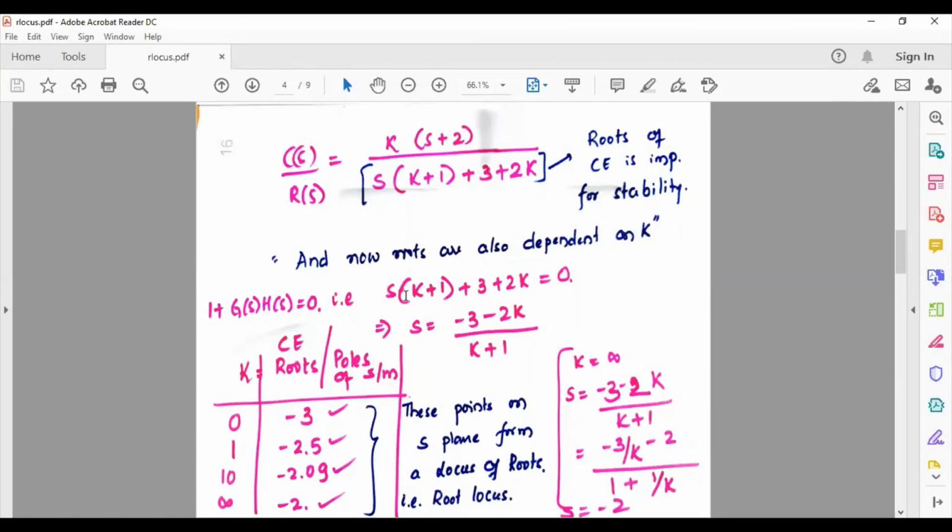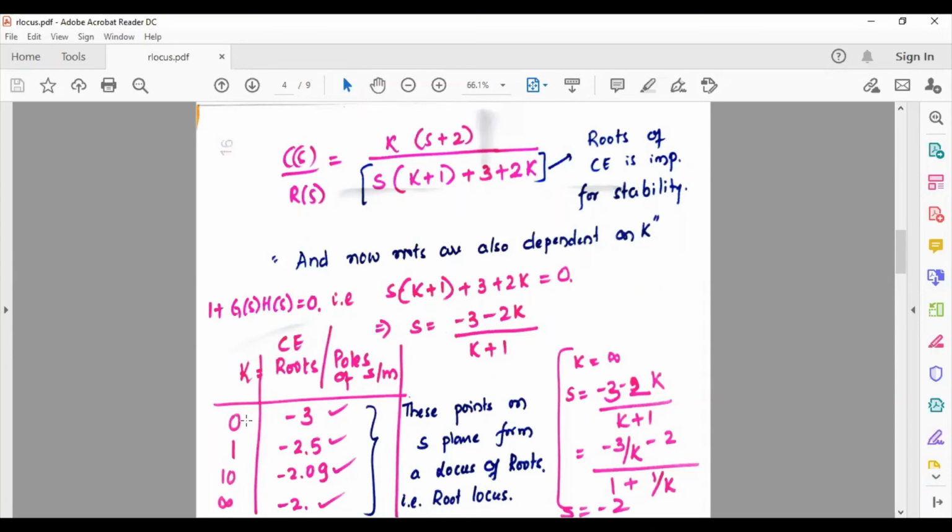Therefore, I'll directly consider only this part, because the numerator is irrelevant for us for stability. So I will take the characteristic equation s into k plus 1 plus 3 plus 2k equal to 0. Then I will rearrange it to get the roots in terms of k. This is the simplest modification I can do. I will write s equal to an expression in terms of k. Then I will go on substituting k values, and then I will go on getting the s values. It is as good as that.